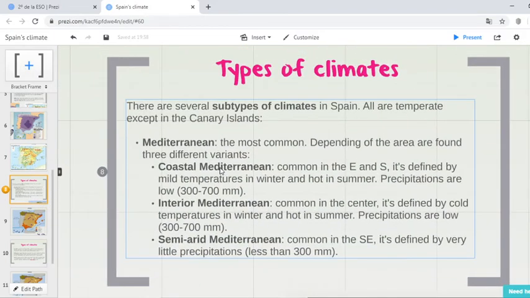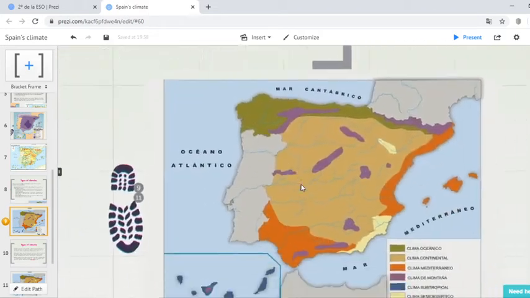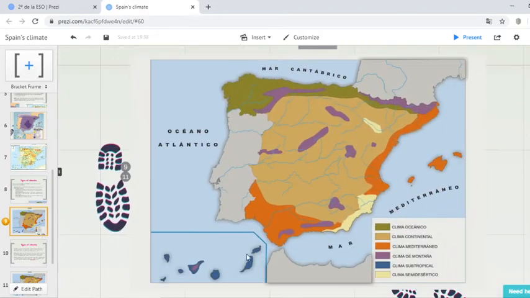However, we have several variants of the core Mediterranean climate. We have the coastal Mediterranean, the interior Mediterranean, and finally the semi-arid Mediterranean. They have similar characteristics, but with important differences. The first one is the coastal Mediterranean. The coastal Mediterranean is common in the east and south of the Iberian Peninsula, in this orange stain here.